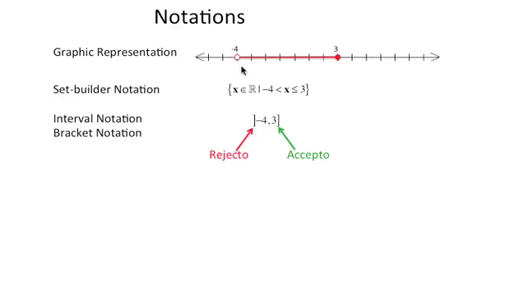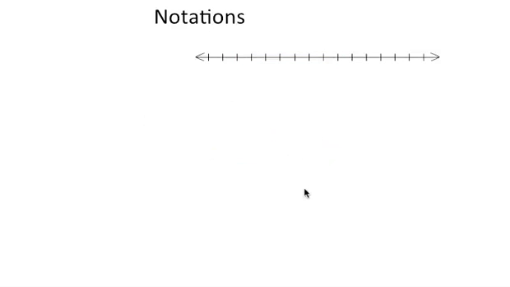So this is the rejecto bracket, and that's the accepto bracket. It just talks about whether that point is included or not. Whether the -4 is included, and since it's not, it is excluded or rejected. And the 3 is included, so it's accepted, and it gets the hugging bracket, and this one gets the cold shoulder. All right, let's look at another example.